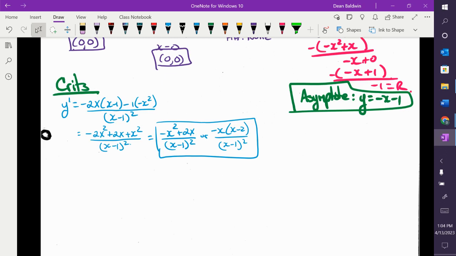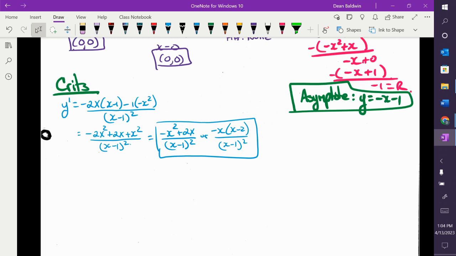x bracket 2 minus. Yeah, that's fine. It's all the same. Okay. So we've got the first derivative. Everybody agree with it? Okay. We have to find the critical numbers.